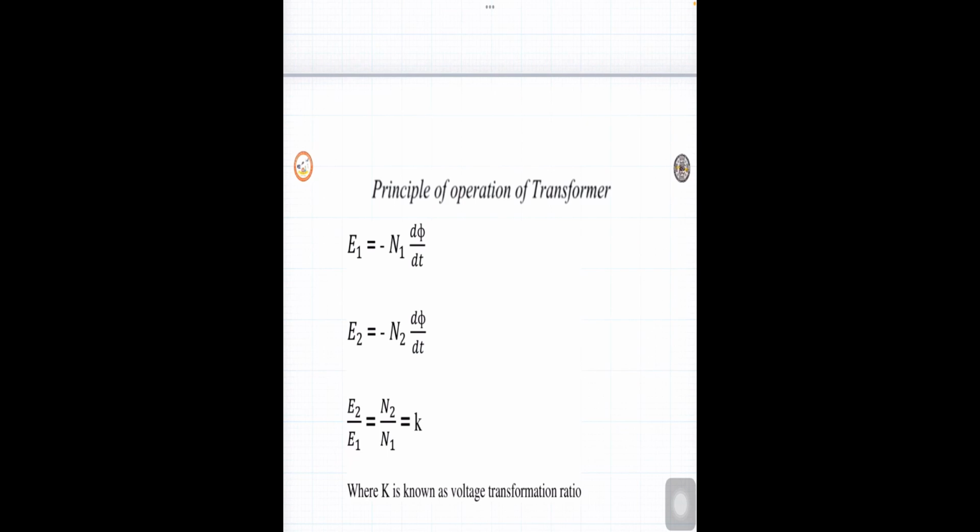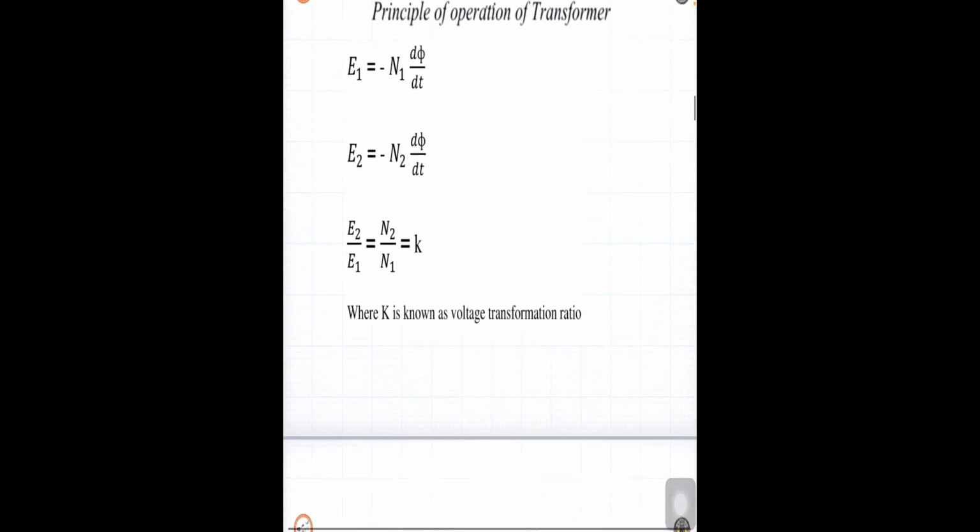Now the RMS values are generally represented as E1 and E2. Here E1 is proportional to N1 and E2 is directly proportional to N2. So we can write the equation as E1 by E2 is equal to N1 by N2, or E2 by E1 is equal to N2 by N1 is equal to K. K is called the transformation ratio.